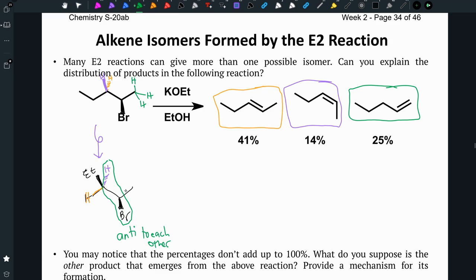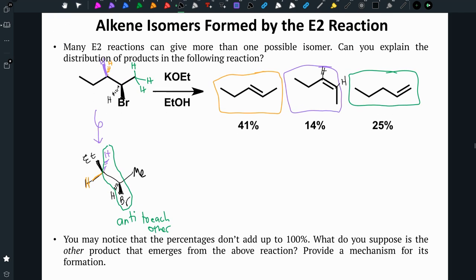So now my H and Br are anti to each other. So if I remove them right now, that's going to put the methyl group over here and the ethyl group on the same side of the molecule. And then I would have a hydrogen and a hydrogen. There's a hydrogen here on the same carbon as bromine. I would have a hydrogen and a hydrogen on the same side. So that's why this would make that purple product, that Z product.